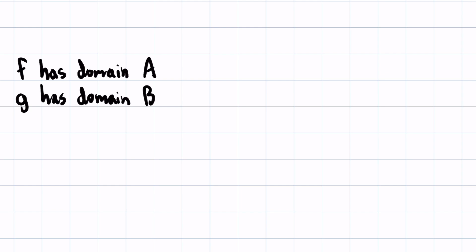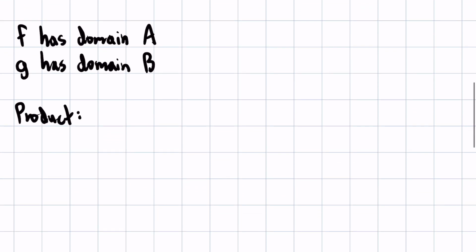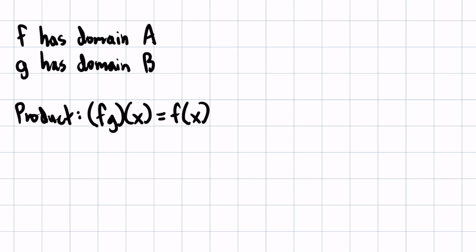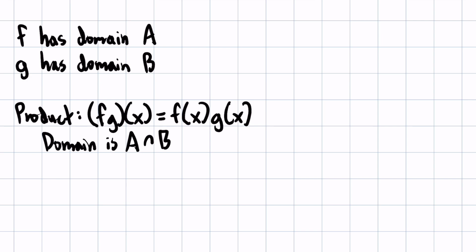As for the product of these functions, that is going to look like this, f times g of x, right? And that's obtained by just multiplying f of x times g of x. And the domain of fg is going to be the intersection of A and B.